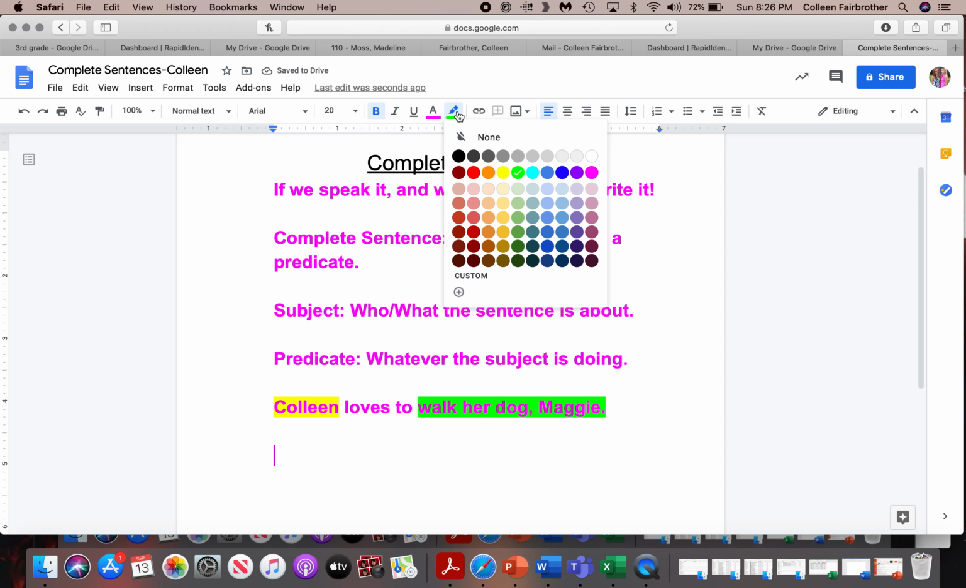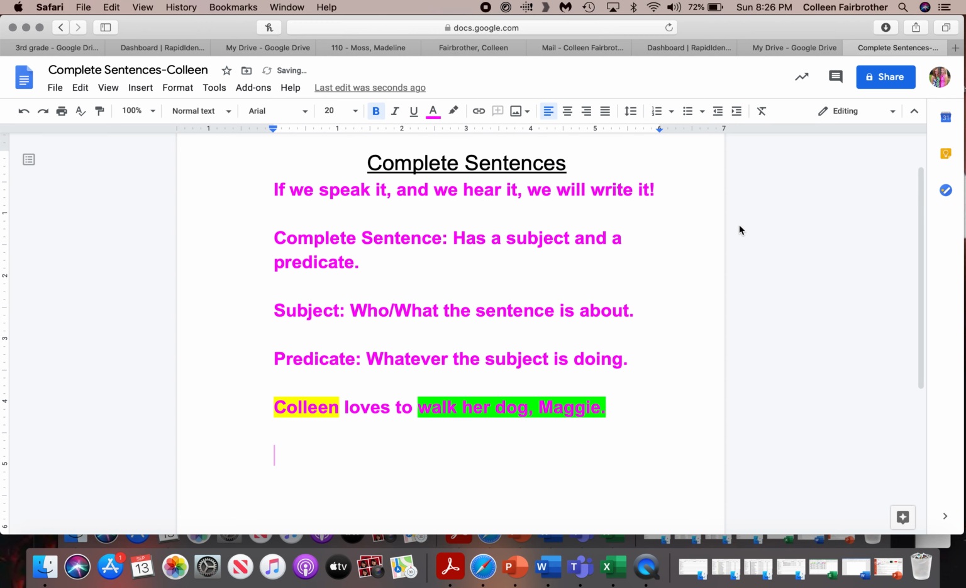Let me think of somebody from our class. Somebody's name. Let's see, Georgia. Georgia likes to paint and create art with her sister, Audrey. Okay, so let's think about it. Who is the subject of this sentence? It's interesting because we have two names. We have Georgia and we have Audrey. Let's think. Who is the whole sentence about? Who is doing the actual action? I'll give you a few seconds to think.